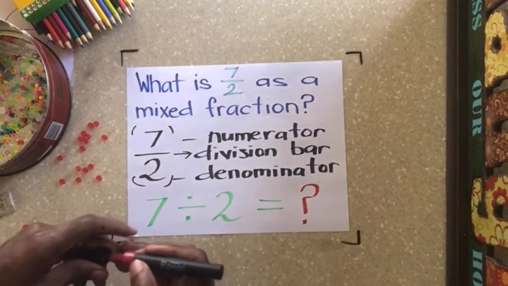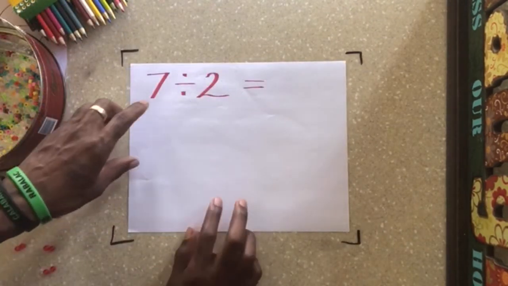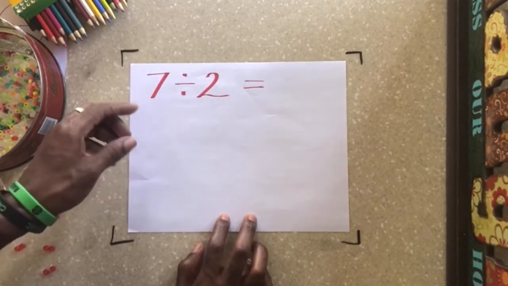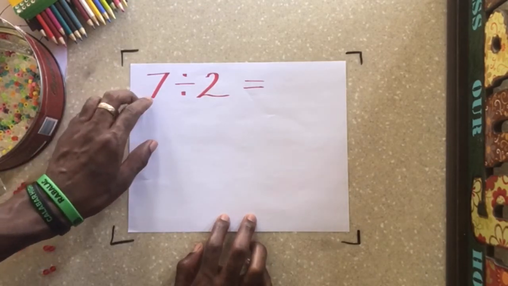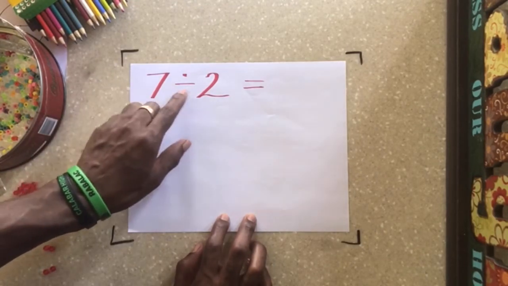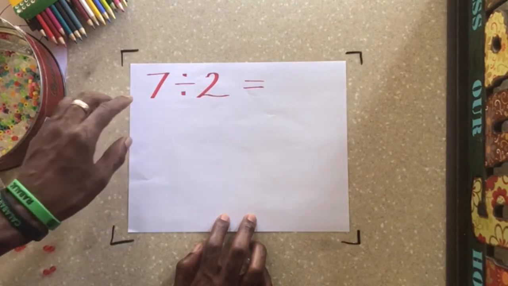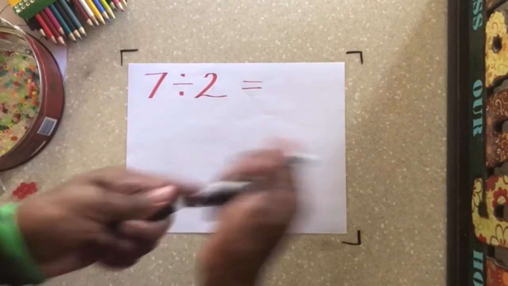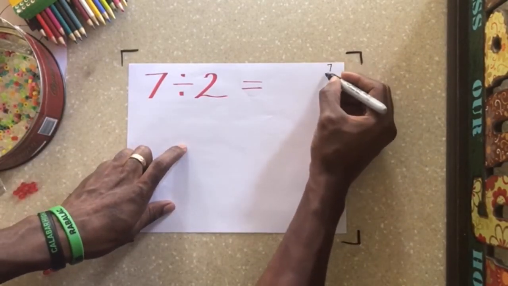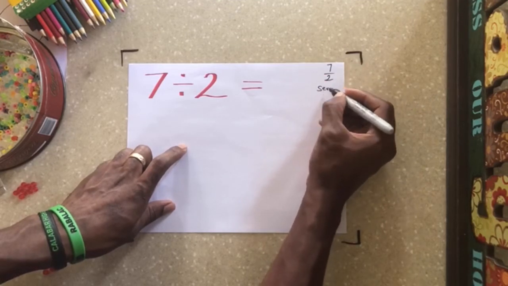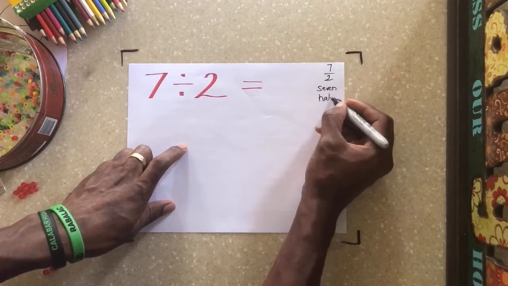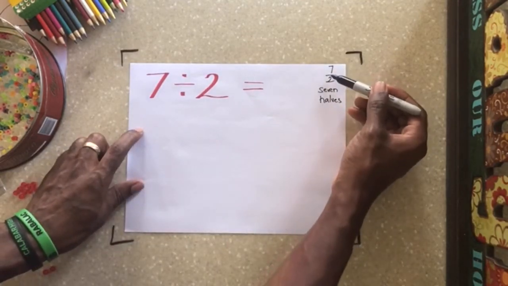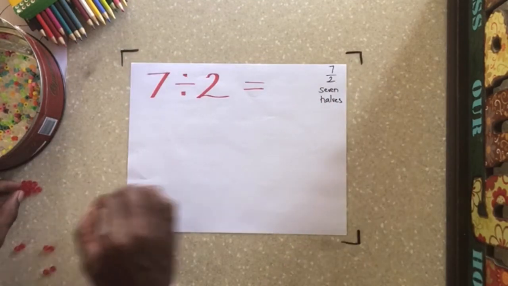So we want to know what 7 divided by 2 actually is. Now that we have our 7 divided by 2, which we got from 7 over 2 or 7 halves because of our division bar, we can write it this way: top number divided by bottom number, numerator divided by denominator. Both are saying the same thing, 7 divided by 2 or 7 halves.